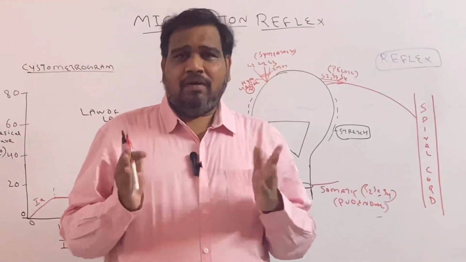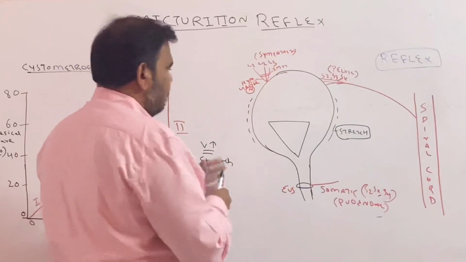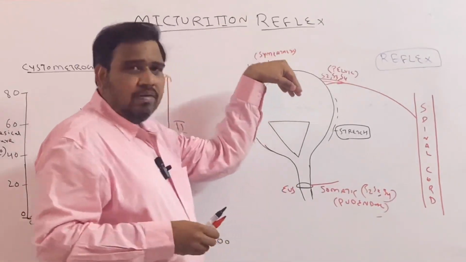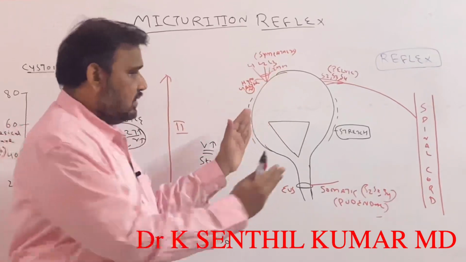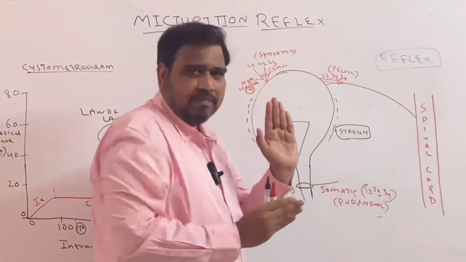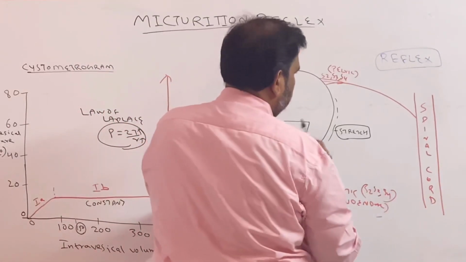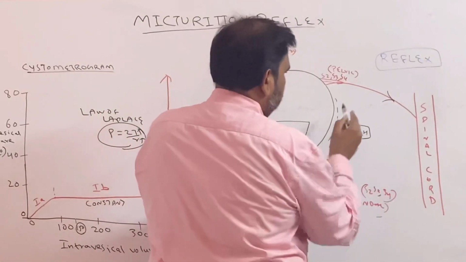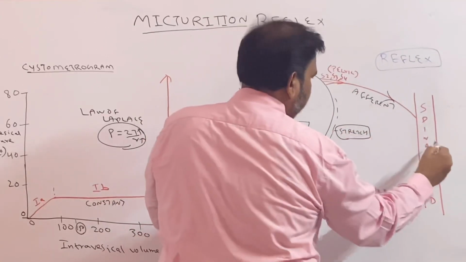Now let me come to the main topic, the micturition reflex. As the bladder gets filled with urine and the volume of the bladder increases, there is stretch. This stretch stimulates the afferent nerve, which is going to the spinal cord, which is the center.